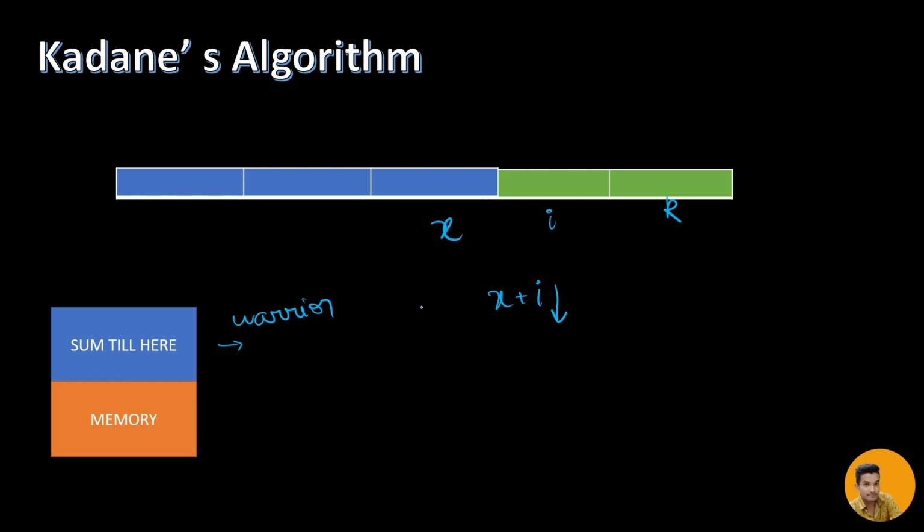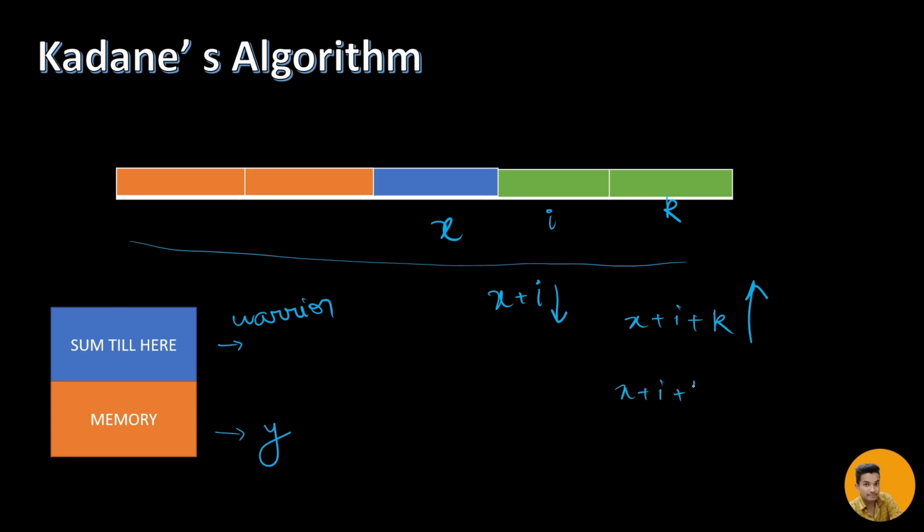So we have a mechanism of memory, which is this, let's call it y. If I add x plus I plus k and it pulls the number, then that is great. The sum of this will be our whole. If x plus I plus k is greater than y, then only are we going to make our memory x plus I plus k. Okay, so this was Kadane's algorithm.